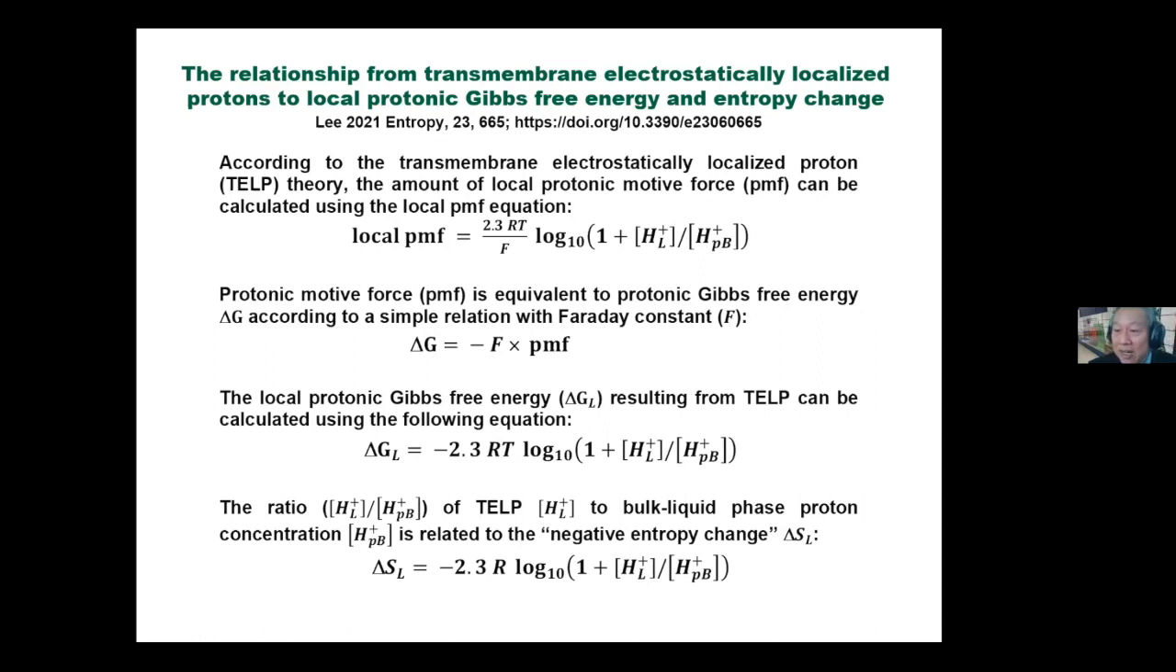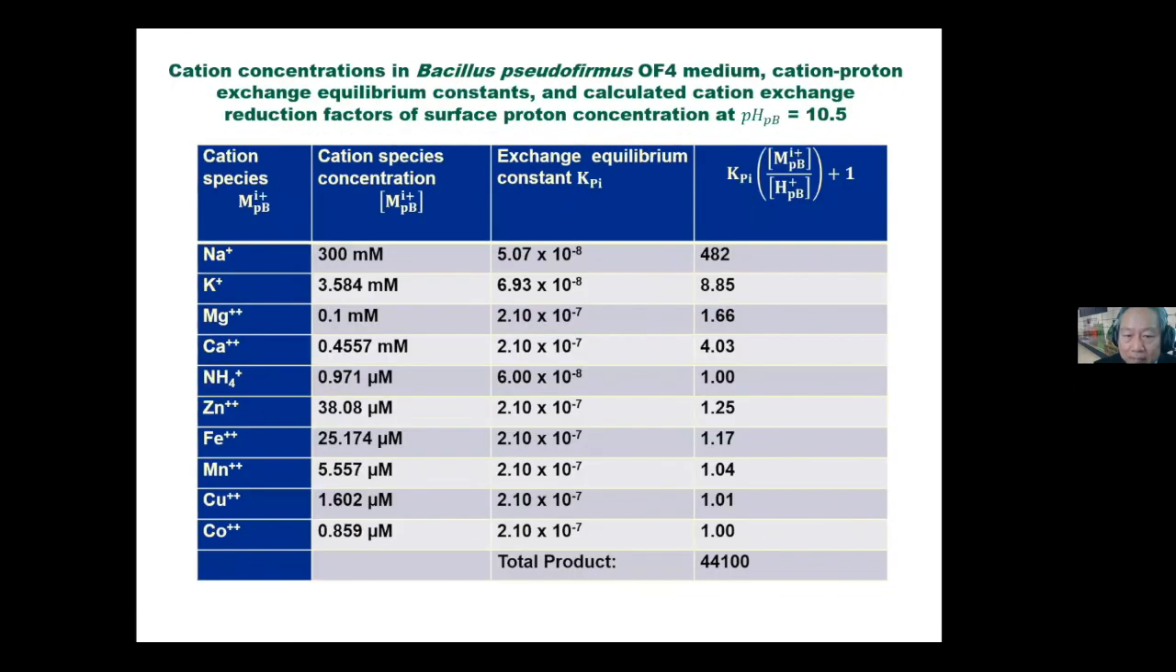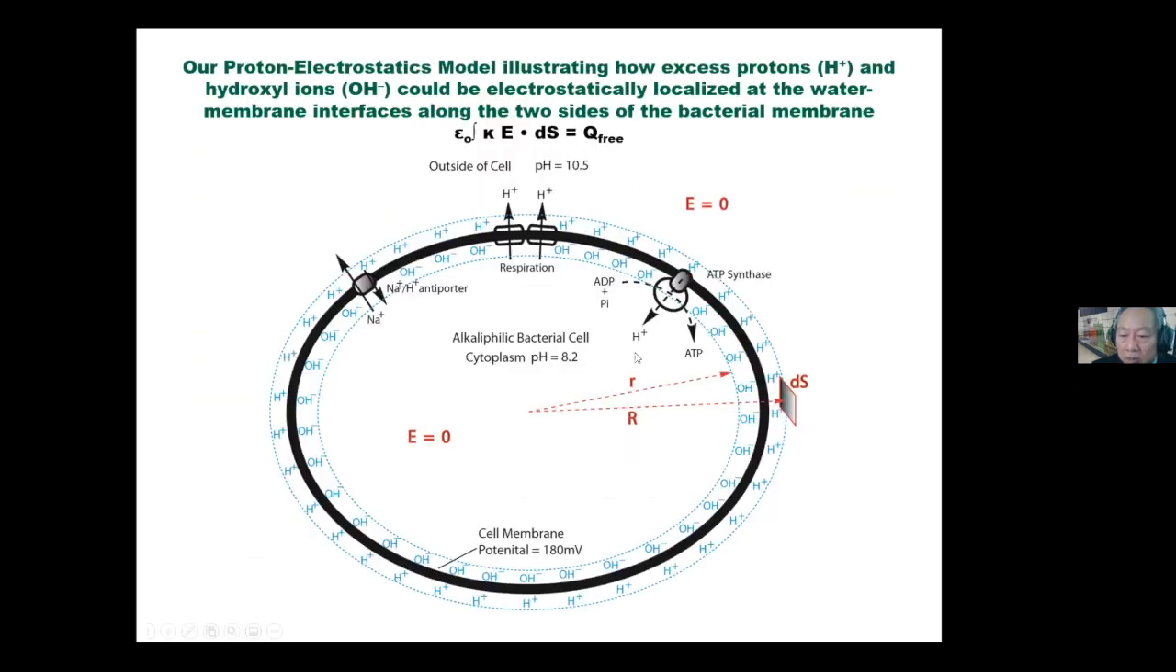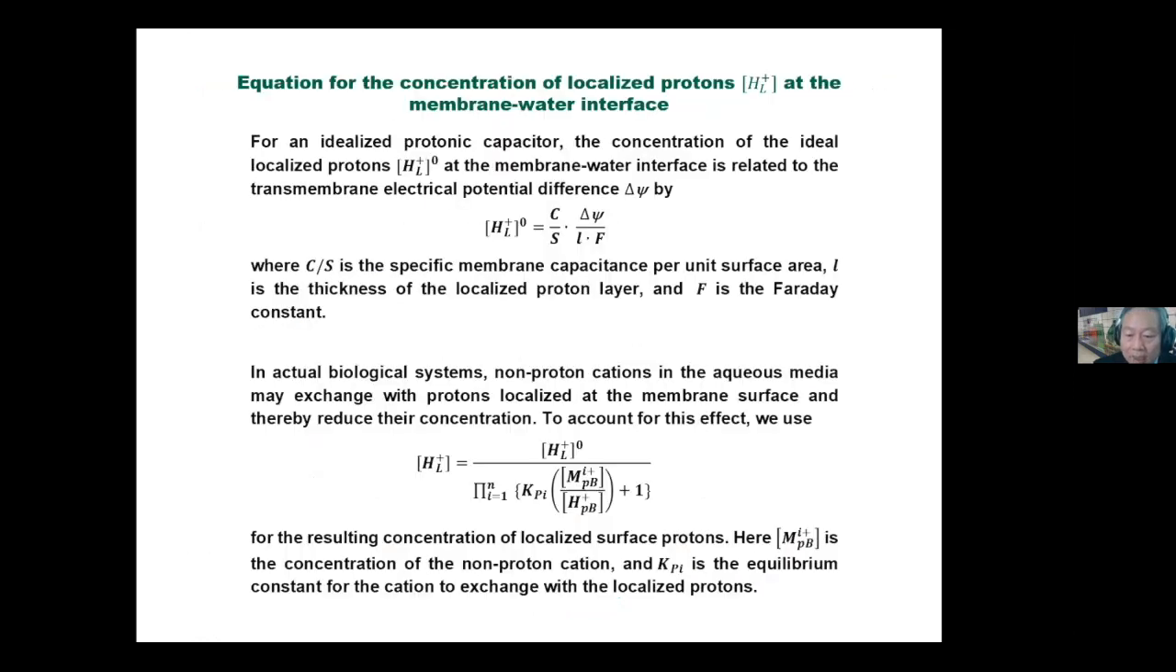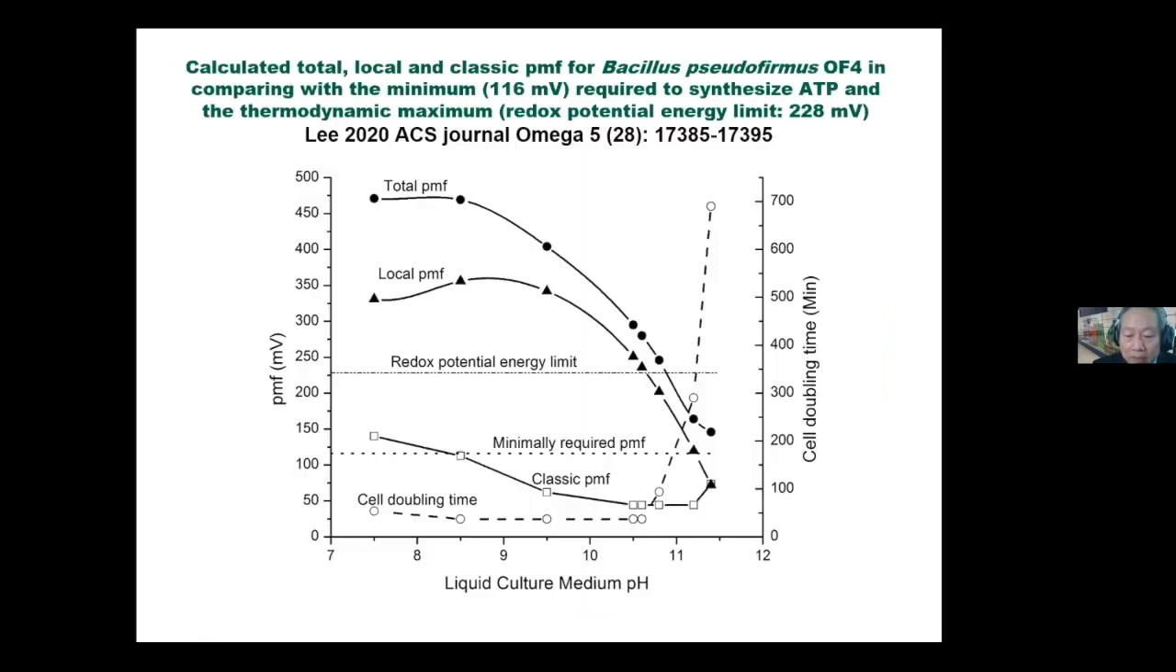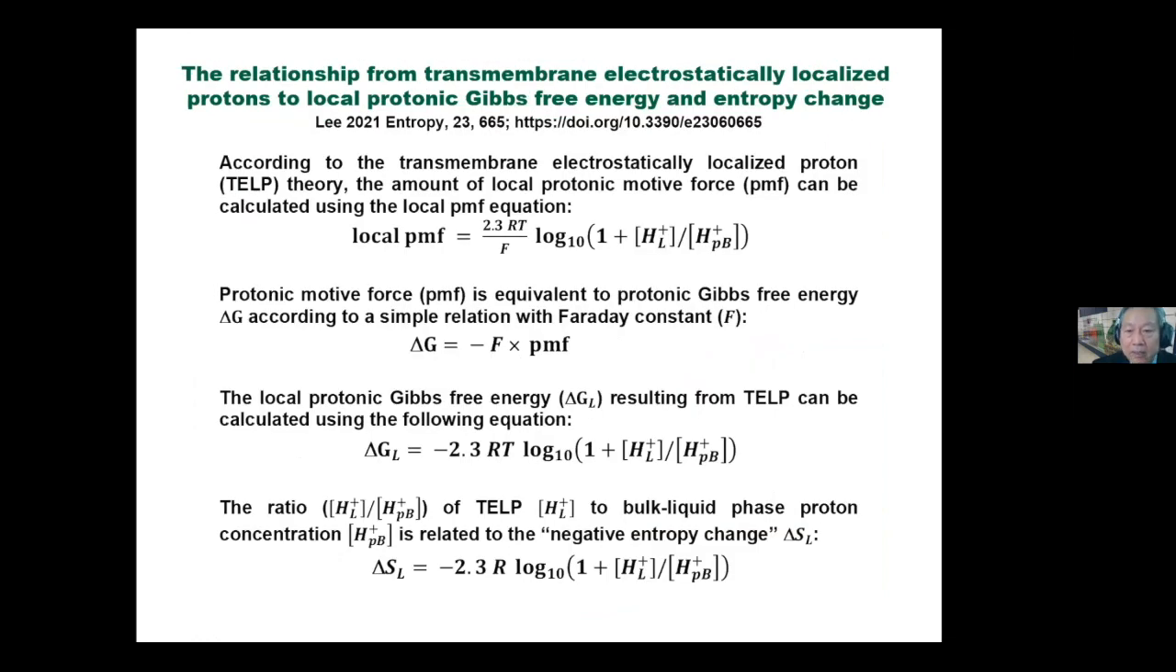So I immediately realized that the temperature inside the cell and outside the cell is the same. There's no temperature gradient between inside and outside the cell, okay? So that's truly isothermal. That's why there's a single T, okay? So now we understand that the energy comes from this term called the local protonic motive force.